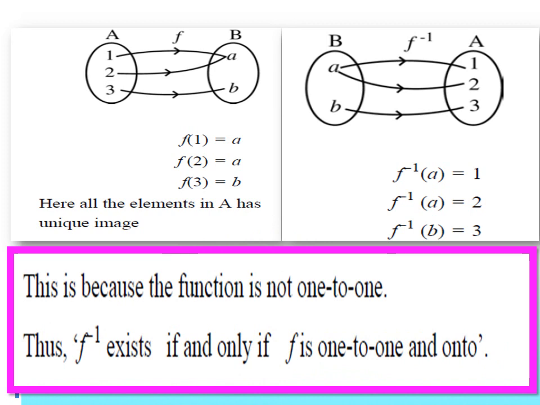Here, the image of 1 is equal to A and the image of 2 is also A. The image of 3 is equal to B. It is an onto function, but it is not a 1 to 1 function, because 1 and 2 have the same image in B. It is a many to 1 function. Since f is not a 1 to 1 function, f inverse does not exist. Here all the elements in A have a unique image.